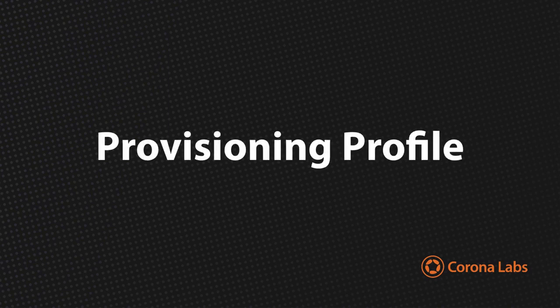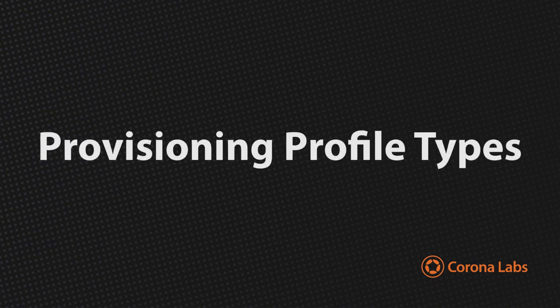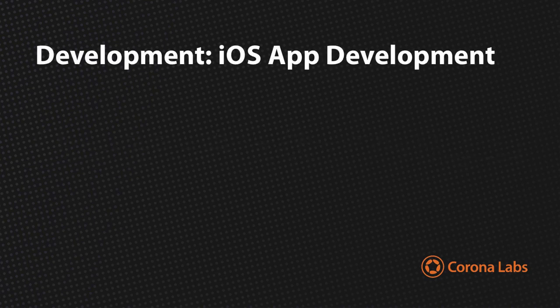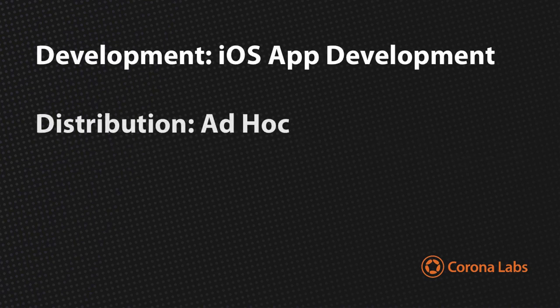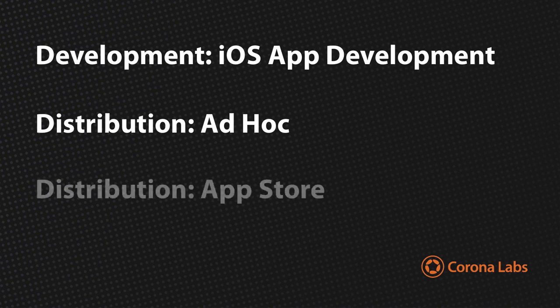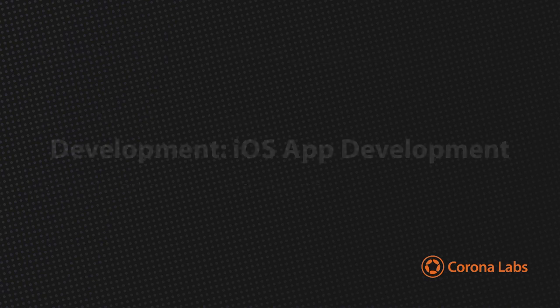With those steps complete, create at least one provisioning profile. This profile contains all the above information and is used to digitally sign your app so that the operating system knows your app is legitimate. There are three types of provisioning profiles: development, iOS app development; distribution, ad hoc; distribution, app store.